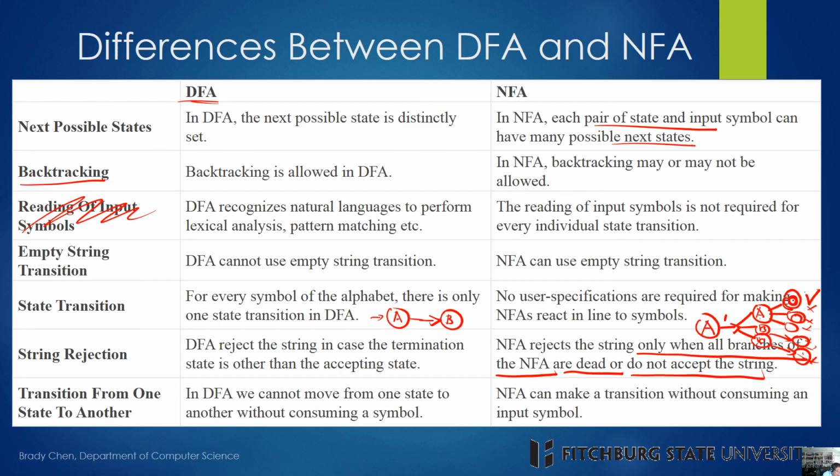Now, transition from one state to another. In a DFA, we cannot move from one state to another without consuming a symbol. That means the input. Now for an NFA, this transition may occur without an input value. So that means the input is epsilon. That's the major difference.